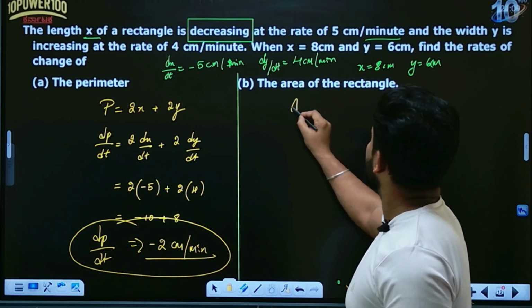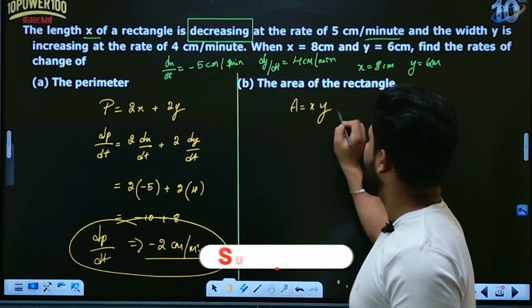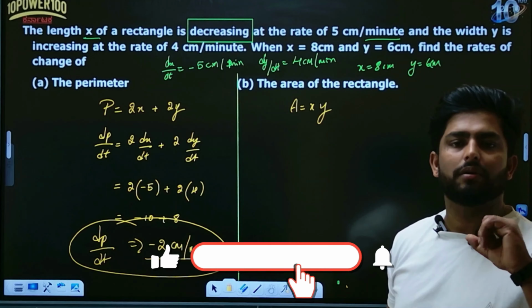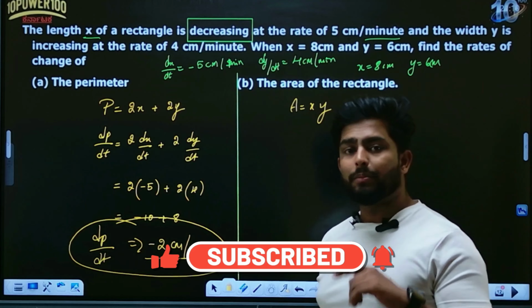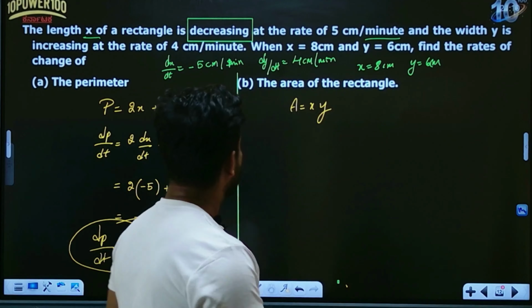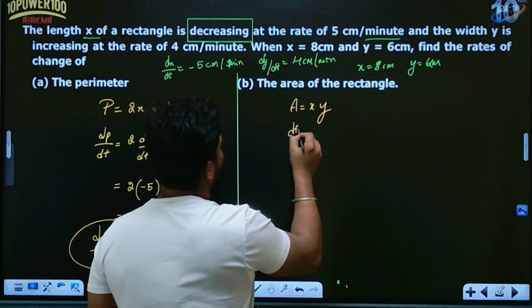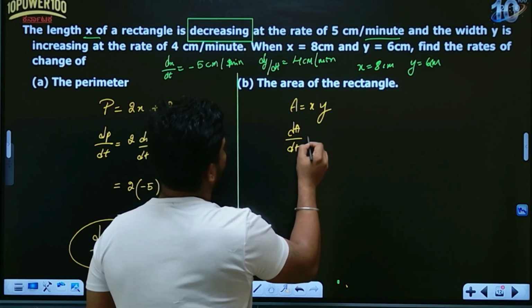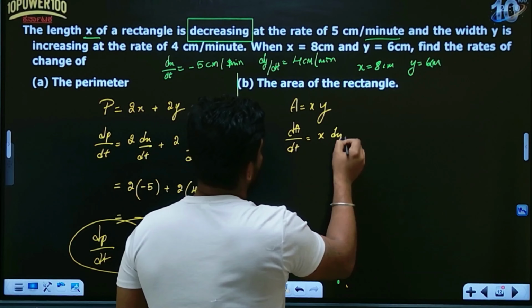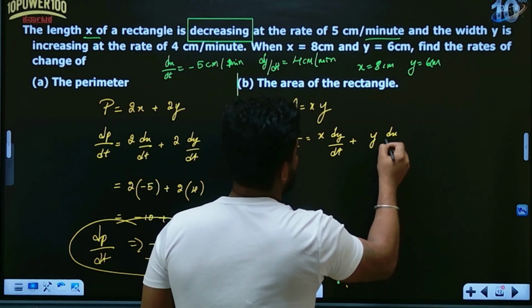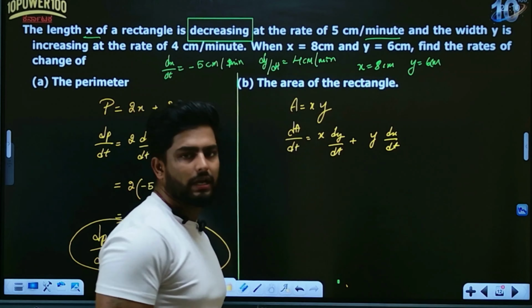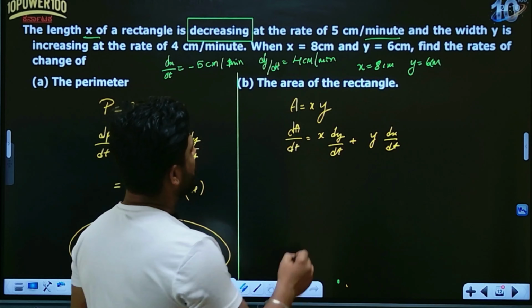Next, area of rectangle. So area of rectangle ಅಂದ್ರೆ area is equal to x into y ಅಲ್ವಾ. ಇಲ್ಲಿ ಒಂದು ಮಿಸ್ ಮಾಡ್ಕೊಳ್ತಾರೆ, that is you will not use product rule ಅಂತ. Okay, so x and y both are variable ಆಗಿರೋದ್ರಿಂದ product rule ಹಾಕಬೇಕು. Okay, so simple. So dA by dt is equal to x into dy by dt plus y into dx by dt. Product rule ಆಗಿದೆ.